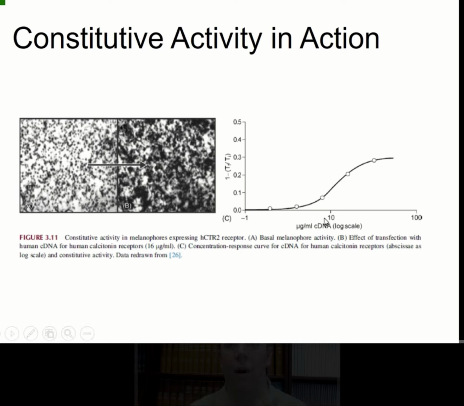And so what we're seeing on the graph on the right is simply on the x-axis, we're increasing the amount of cDNA that we have transfected into these melanophores. And the cDNA is for a G protein coupled receptor. So all we're doing is increasing the amount of G protein coupled receptor. And the y-axis, again, it's a very, very strange unit, but it is just activity or response. And as we increase the amount of receptor, we increase the amount of activity. There is no ligand here, no agonist whatsoever for our receptor. And so we can measure increased response. And on the left, we see it visually. Increased response here is simply the cells becoming darker.